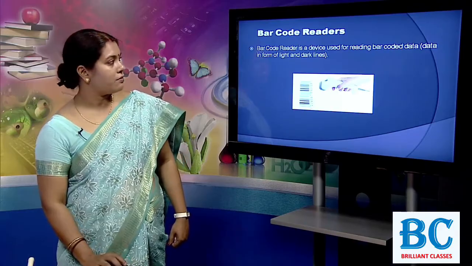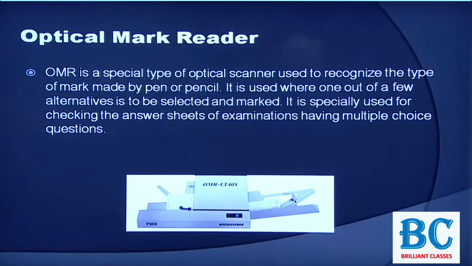So we also have optical mark reader. You all must have written some exams, right? Entrance exams. So you must have filled in OMR sheets. So these OMR sheets are basically fed into optical mark readers. It is basically a special type of optical scanner used to recognize the type of mark made by pen or pencil. So it is used where one out of a few alternatives is to be selected and marked, and it is especially helpful in checking the answer sheets of examinations having multiple choice questions.